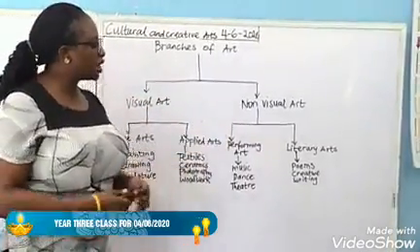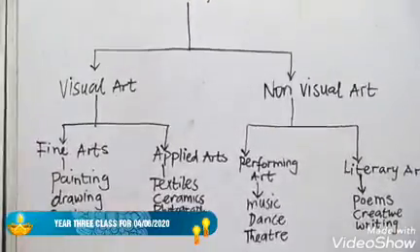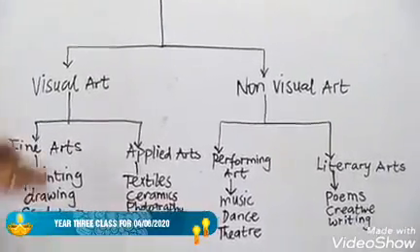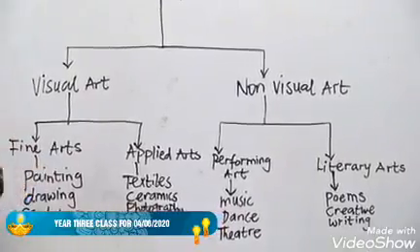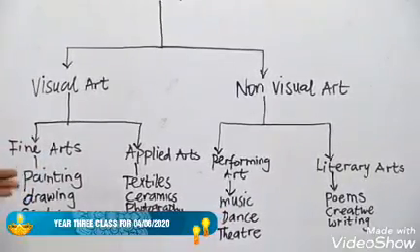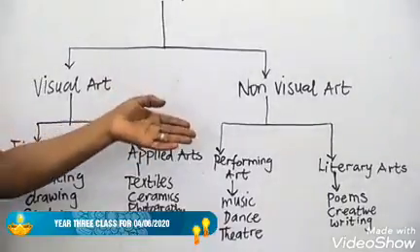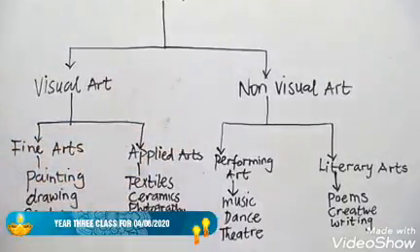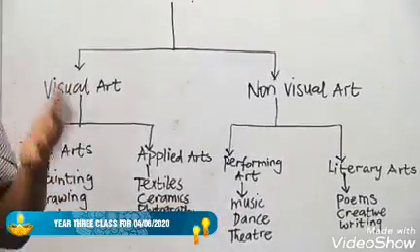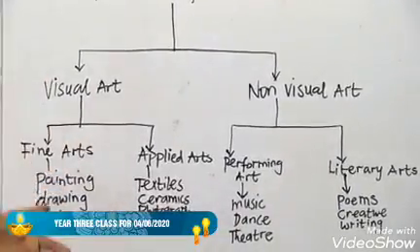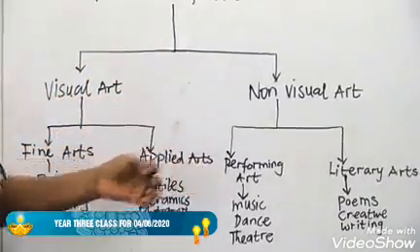Then our literary art has to do with literacy, like it sounds. Literary art has to do with poems and creative writing. Our poems, we know what poems are, that they come under our literary arts. And creative writing, like you can be given a topic in creative writing to write a letter or write an argumentative essay or write a debate. All these come under creative writing.